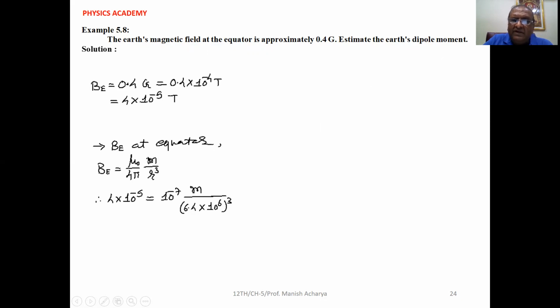So we have to make m the subject of the equation. So substitute all the values given to you. B is 4 into 10 raised to minus 5. Mu 0 upon 4 pi is 10 raised to minus 7. M as it is, that we want to find. And r cube. So at the equator, at the surface of the Earth, the distance of the point we can take as the radius of the Earth. So that is 6.4 into 10 raised to 6, and cube of it. So make m the subject of the equation, and then after solving this one, you will get the magnetic dipole moment of Earth.